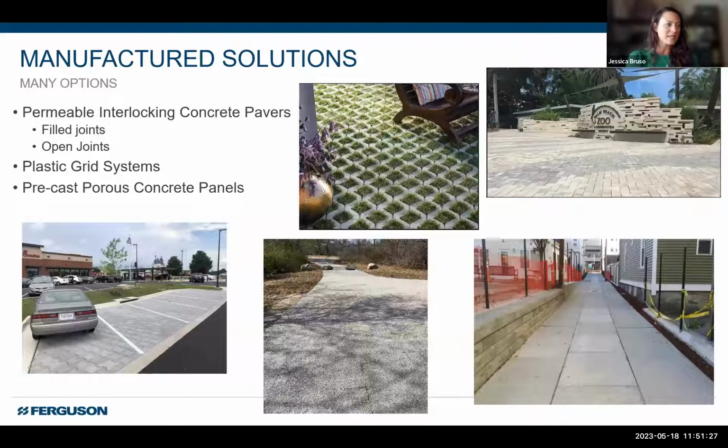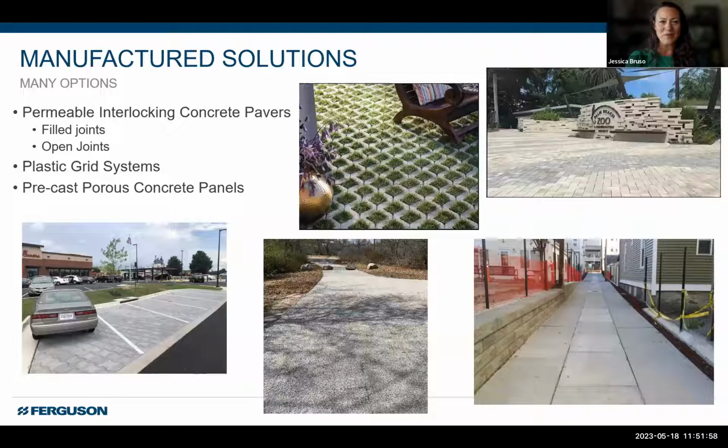All right, let's get into our manufactured solutions. There are definitely a lot of different options here, and you can see just some of them up here. We have our permeable interlocking concrete pavers, and Evan and I went back and forth, but I still call the pavers with sand or pea gravel in between filled joint pavers, and refer to the other ones as open joint paver systems that have nothing in between, these interlocking pavers. So there is a difference there, and we'll look at that.